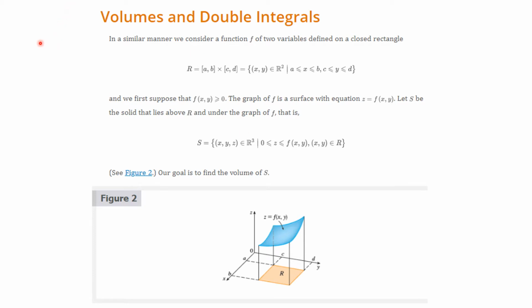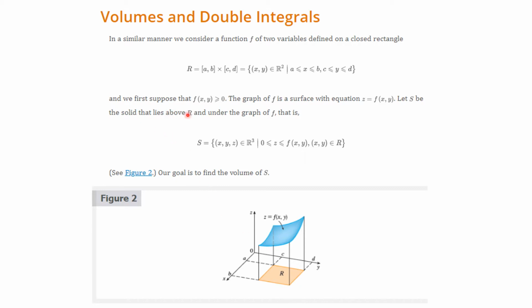Okay, so this is going to seem very similar to what we did in Calculus 1, except we're doing it in higher dimensions. In a similar manner, we're going to consider a function f of 2 variables defined on a closed rectangle. So R is a rectangle, the cross product of the closed interval [a, b] times the closed interval [c, d]. That's the set of (x, y) in R2, 2-dimensional space, where x is between a and b and y is between c and d, and that's a rectangle. And here's a picture of the rectangle down here.